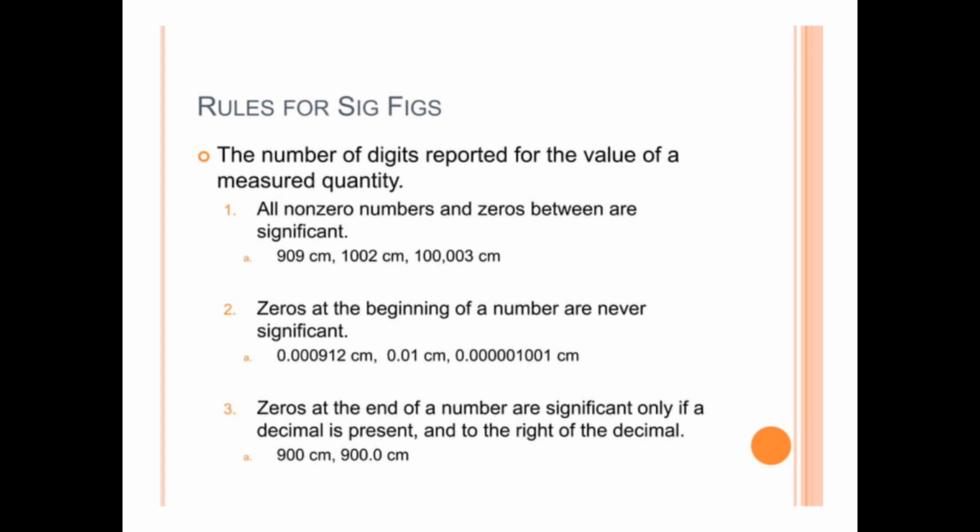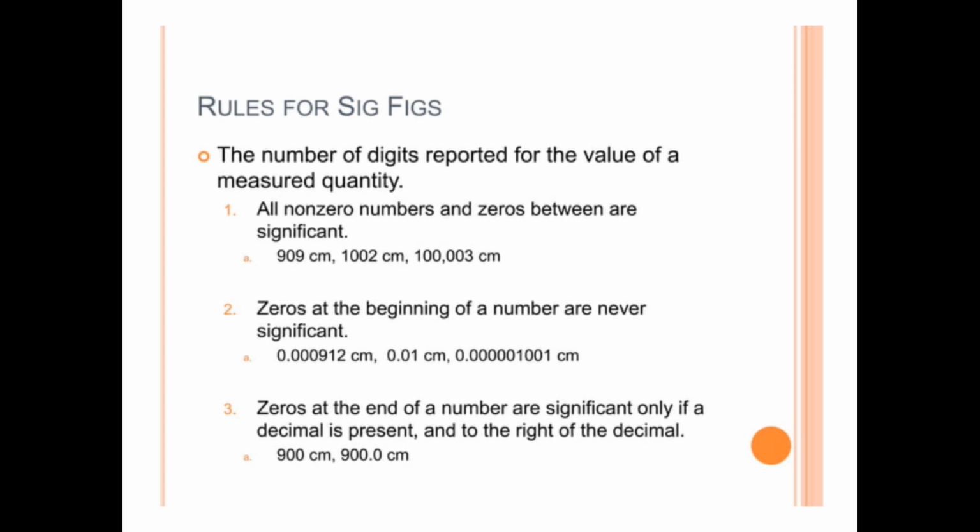That means that, for instance, in 0.0000912, all the zeros are not significant. The significant figures start from 9. The same thing applies to 0.01, where the significant figures start from 1. In the third one, the significant figures start from 1 as well. 1001, those are significant. The significant figures here are 1001, those ones after the other zero.